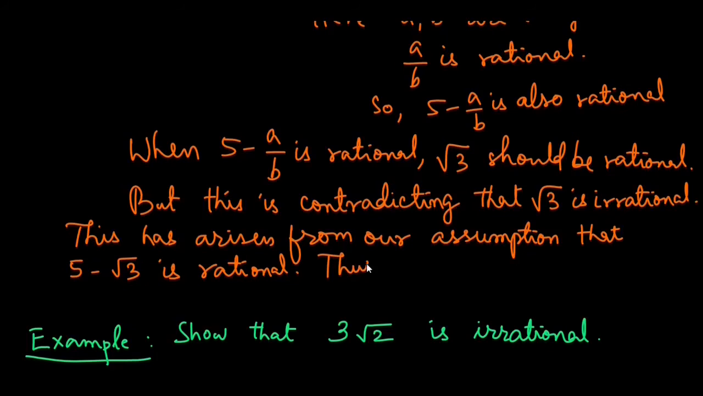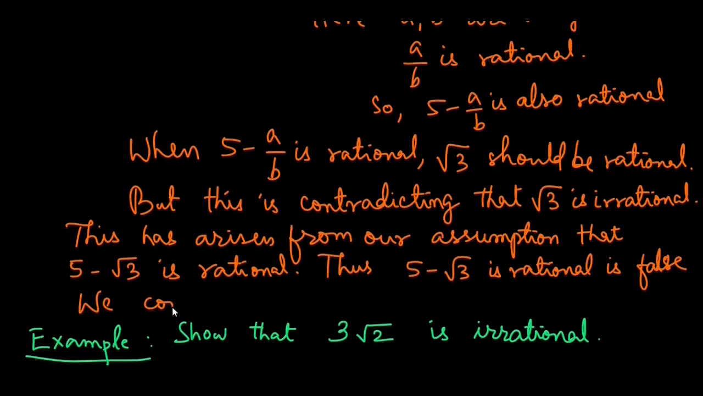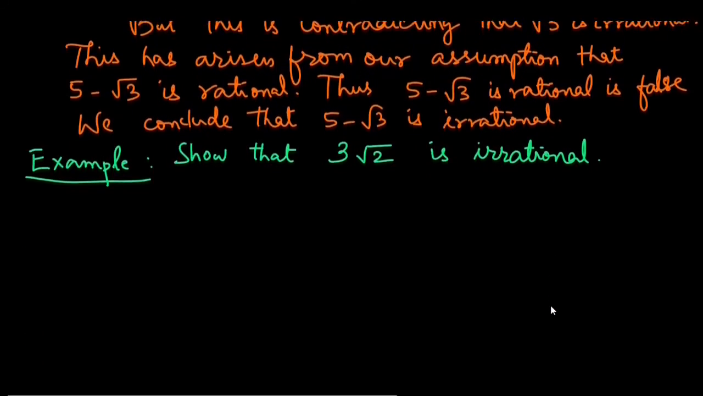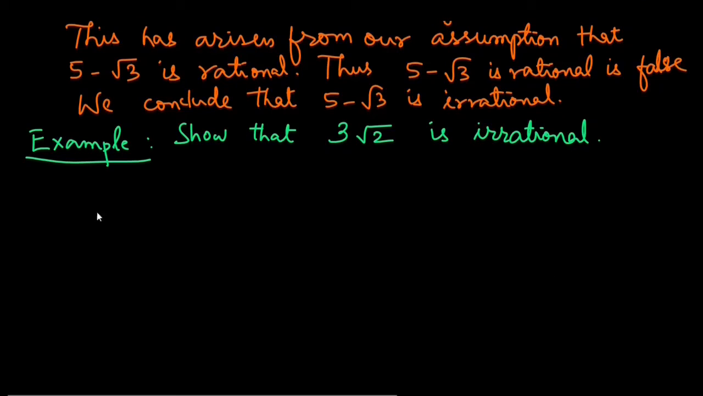Thus, 5 minus root 3 is rational is false. We conclude that 5 minus root 3 is irrational. Now let us show that 3 root 2 is irrational.